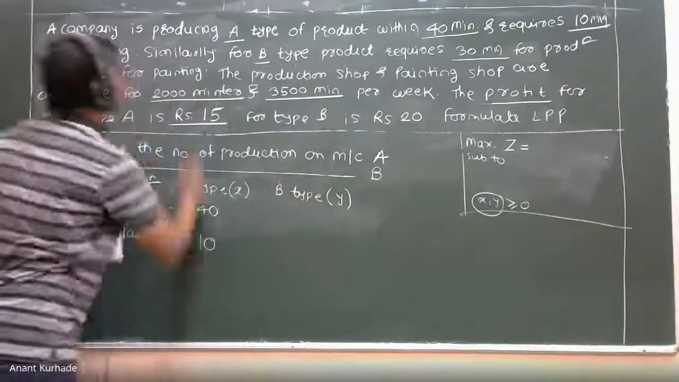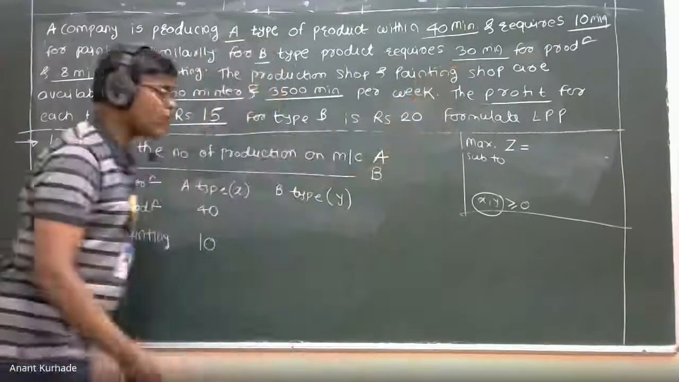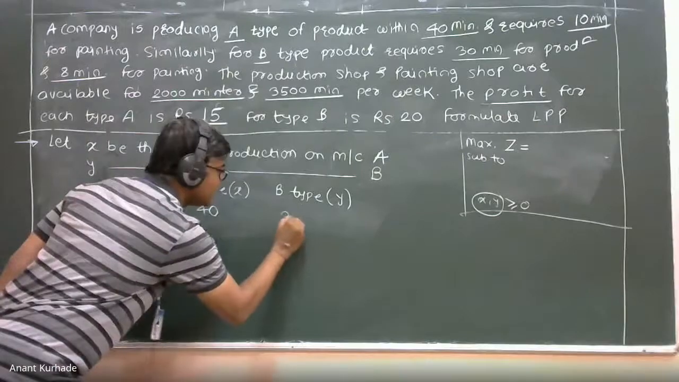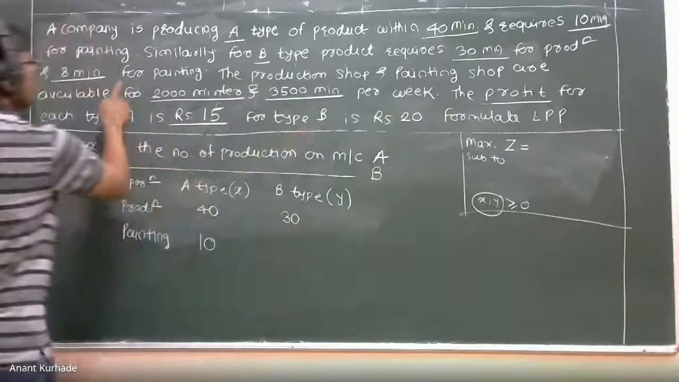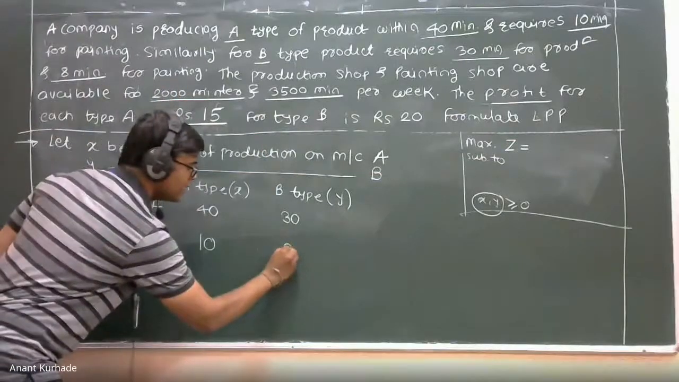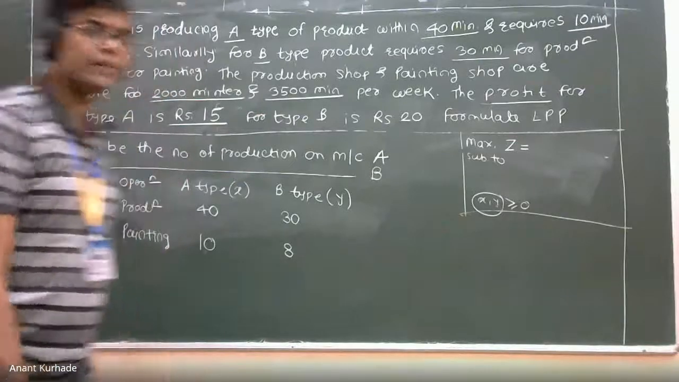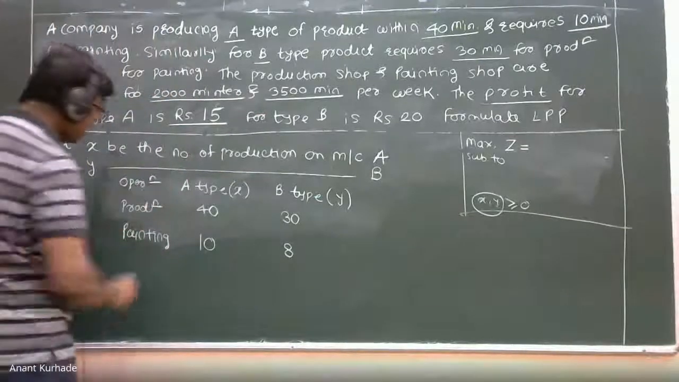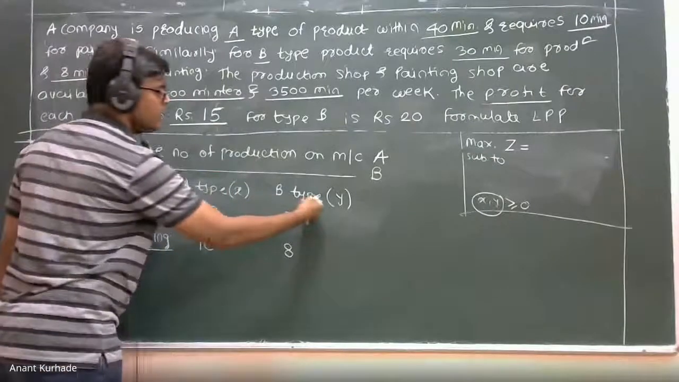Now B type product. Similarly, B type product requires 30 minutes for production. You can write here 30 minutes of production and 8 minutes for painting. So you can write here 8 minutes for painting. Now see why I have written production here, painting here. Why not production here and painting here?